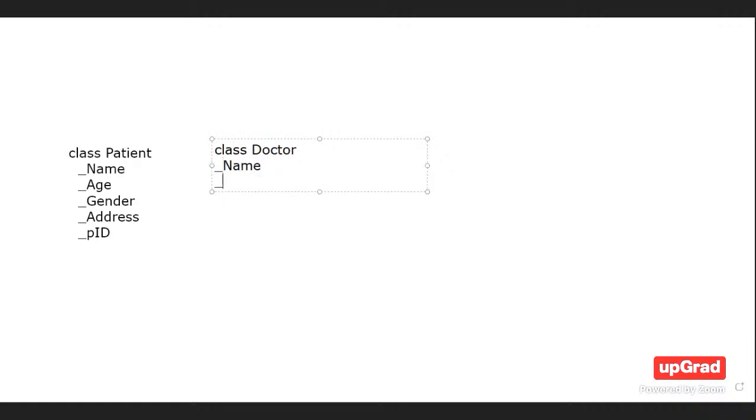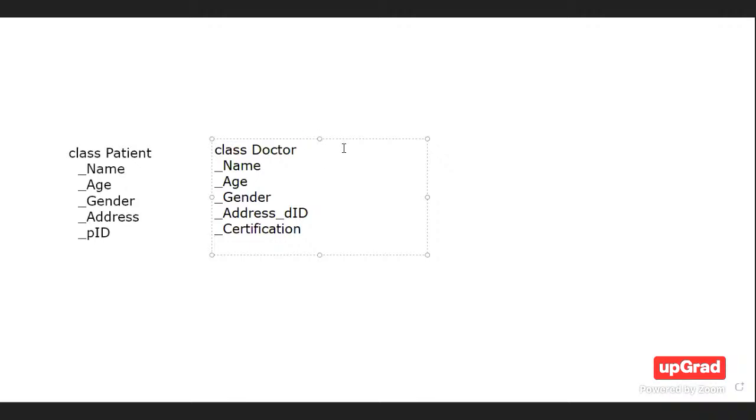A doctor can have an age, a gender, and an address, and a doctor can have some doctor ID or something like that. A doctor can have some certification. Then there can be a number of other things, maybe whether he practices some whatever-pathy that the doctor belongs to, and some other fields.